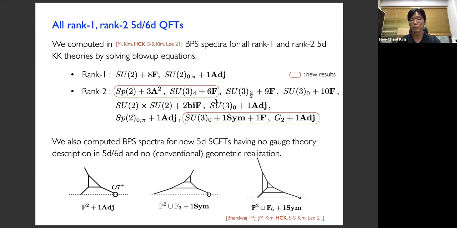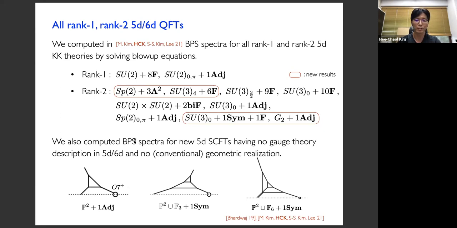And it also means the spectrum of all rank 1 and rank 2 5D CFTs can also be evaluated by solving the blowup equations, because all such 5D CFTs can be obtained by Higgsing from one of these KK theories. Among them, these 4 theories have no other method to compute their spectrum. So our blowup approach provides a way to compute the partition functions for these 4 theories.